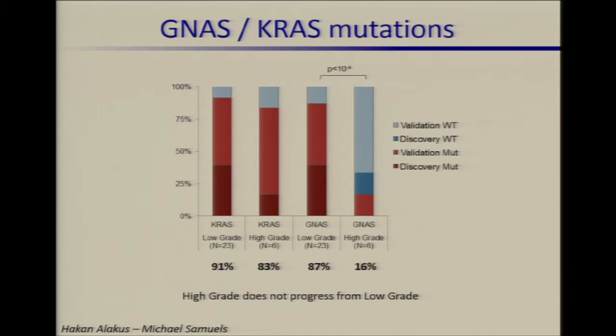We expanded this analysis. Now we know where to look. We have KRAS, these top genes, and GNAS, the number 2 gene, okay? So we know where to look. So we could use some of these other methodologies to go back to those genes and interrogate more samples. In total, we interrogated 29 samples: 23 low grades and 6 high grades. And we could find differences.